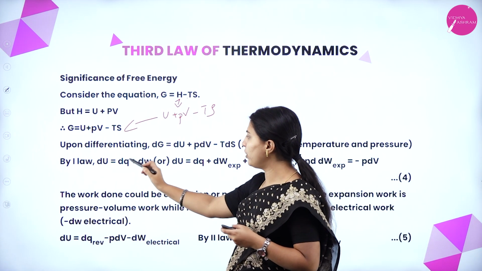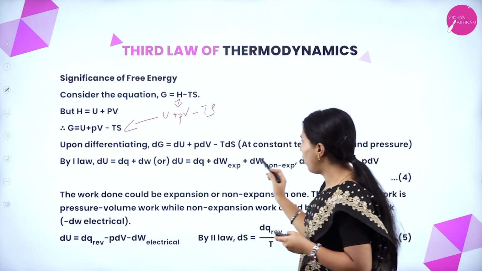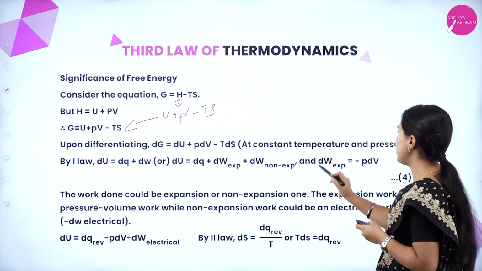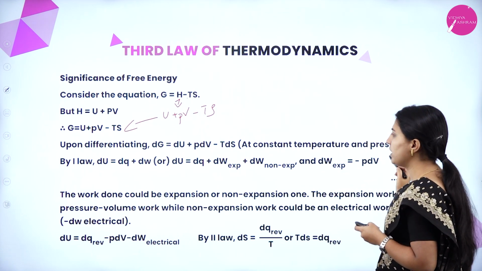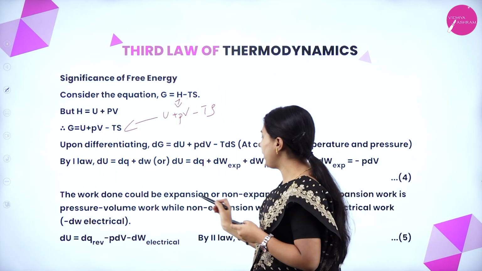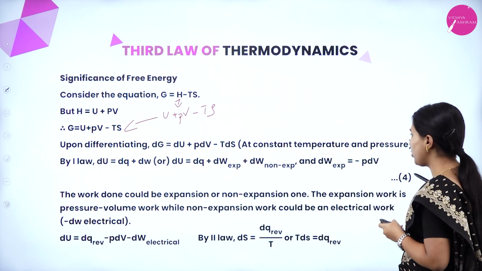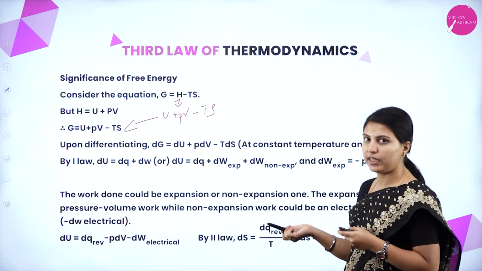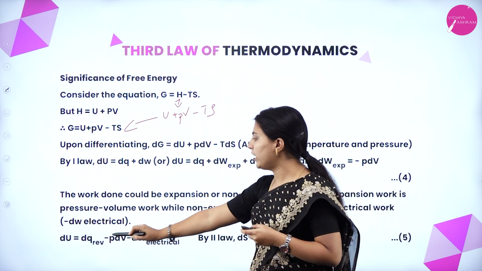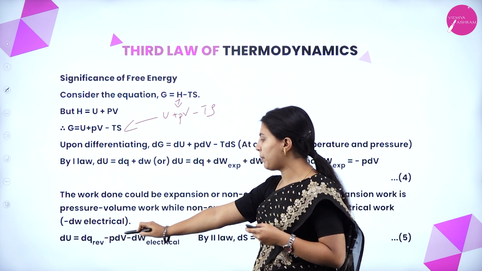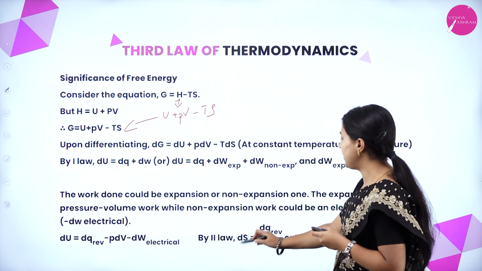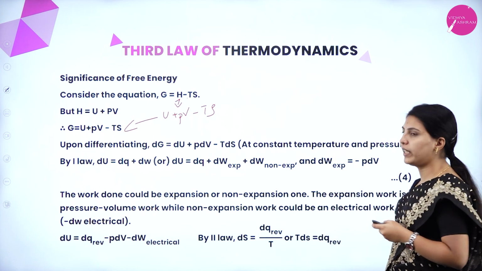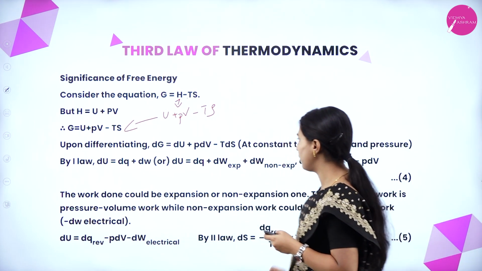By first law, dU equal to dq plus dw, or dU equal to dq plus dw expansion plus dw non-expansion, and dw expansion equal to minus PdV. The work done could be expansion or non-expansion. The expansion work is pressure-volume work, while non-expansion work could be electrical work, that is minus dw electrical. So dU equal to dq reversible minus PdV minus dw electrical. By second law, dS equal to dq reversible by T, or TdS equal to dq reversible. This is from first law, this is from second law.